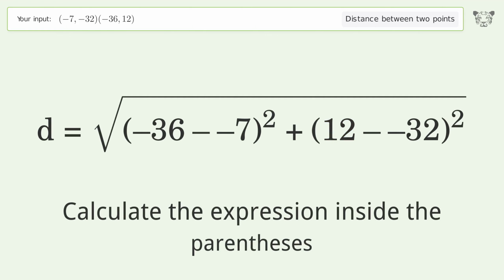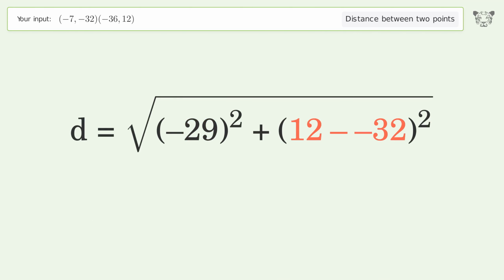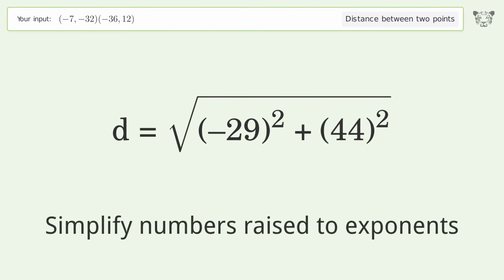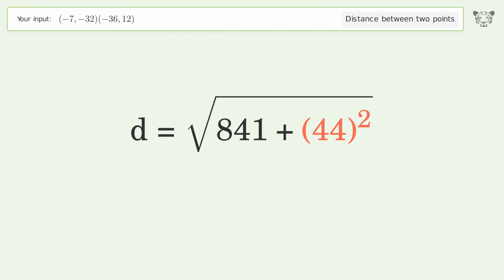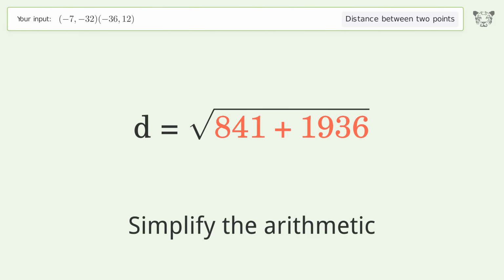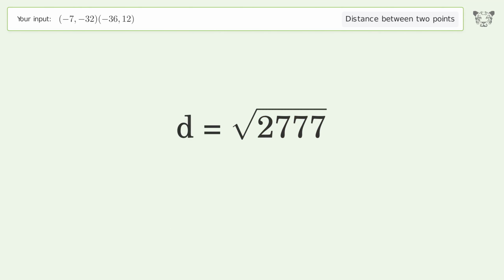Calculate the expression inside the parentheses. Simplify numbers raised to exponents. Simplify the arithmetic. And so the distance between the 2 points is the square root of 2,777 or 52.697.